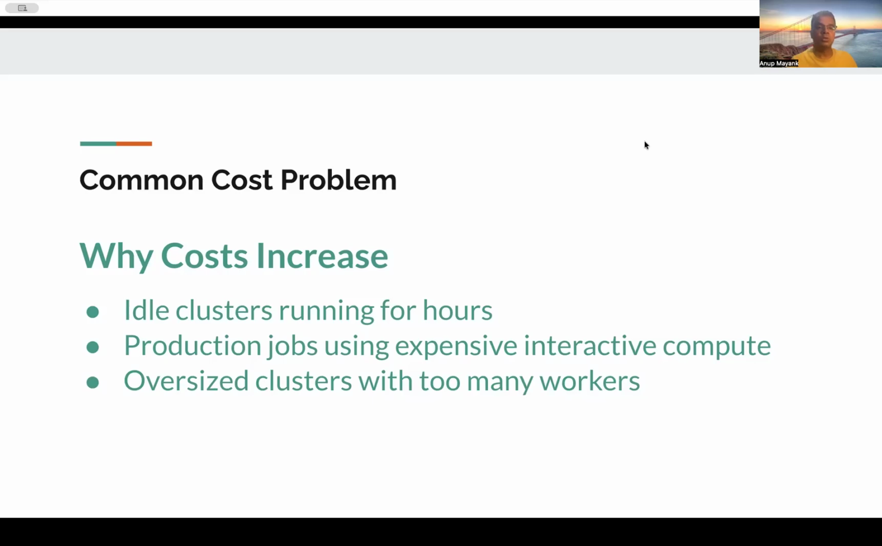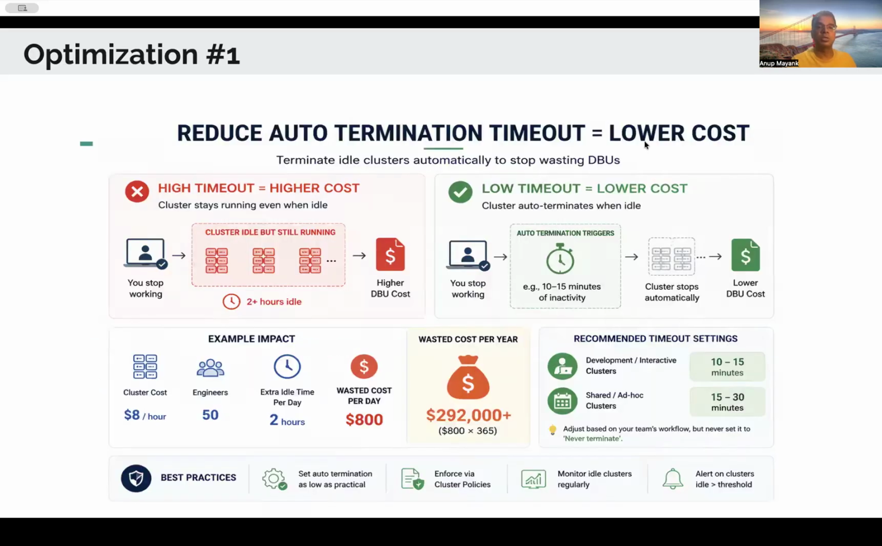So what are the things which I have found? Costs are increasing because of three factors. One, you have idle clusters which are running for hours. Second, you are running your production jobs on expensive interactive compute. And third, you are using oversized clusters which have too many workers. So let's look at each of these one by one, and let's talk about how to reduce the cost.